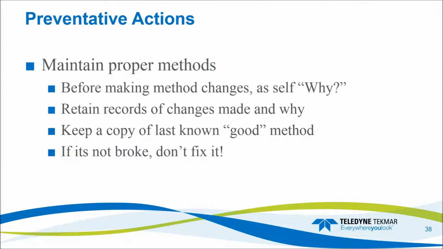Okay, so now that we've discussed how to troubleshoot, how to find the root cause of our contamination and how to correct it, now let's turn our eye toward the future and how do we prevent these things from reoccurring. First and foremost, make sure that you maintain proper methods. So before making any method changes, ask yourself, why am I making this change and what kind of effect could it potentially have on my analysis, in addition to the positive change that you're hoping to affect.